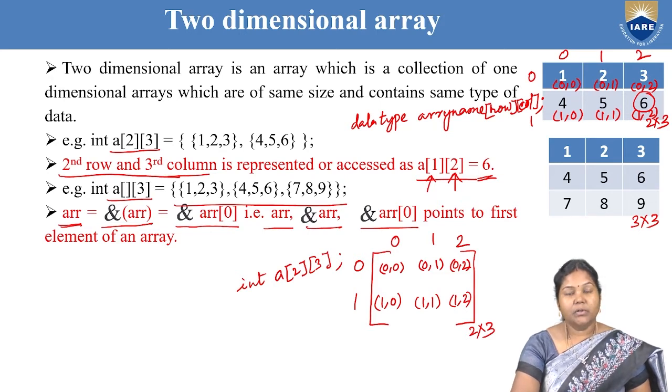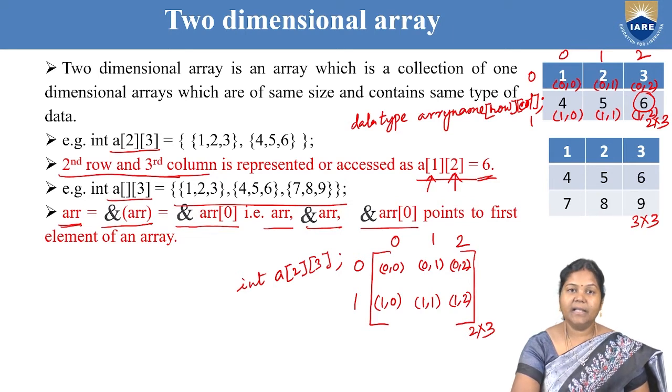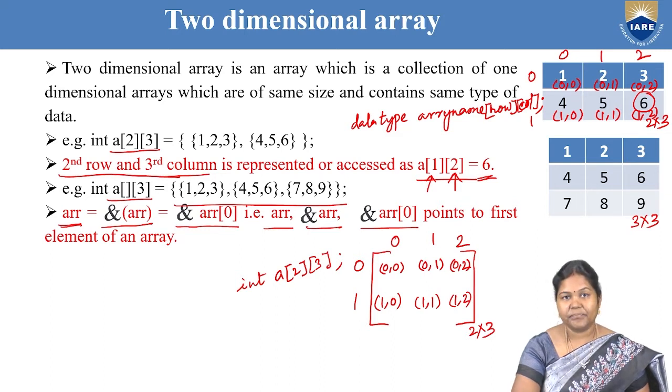So this is about two-dimensional arrays. Similarly, you can write a multi-dimensional array by increasing the rows, columns, or how many. If you want to represent a three-dimensional array, it is nothing but how many two-dimensional arrays there are. If you write a four-dimensional array, it indicates how many three-dimensional arrays there are. So you can increase the dimensions in the array.